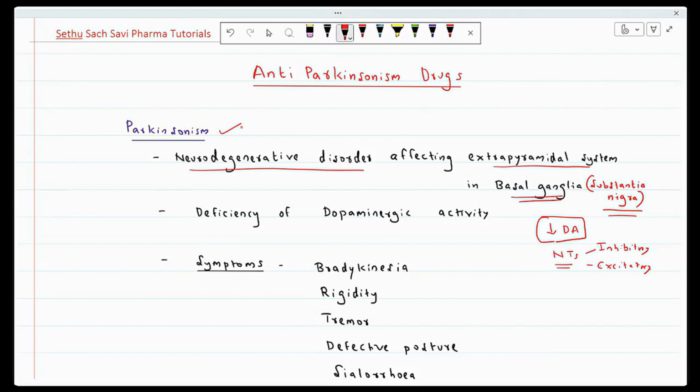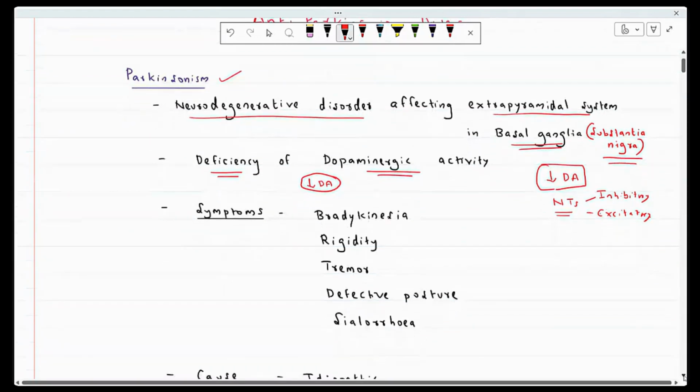But what happens here? In Parkinsonism, there is a deficiency of dopaminergic activity. That means there will be a decrease in the dopamine level. So that is the main thing you need to remember. In Parkinsonism, the neurotransmitter dopamine will be less in the basal ganglia substantia nigra. That means the dopaminergic activity will be less. Now, what are the symptoms in Parkinsonism?